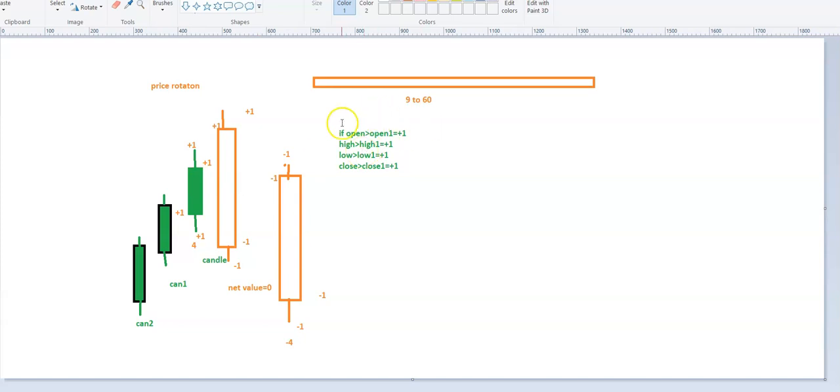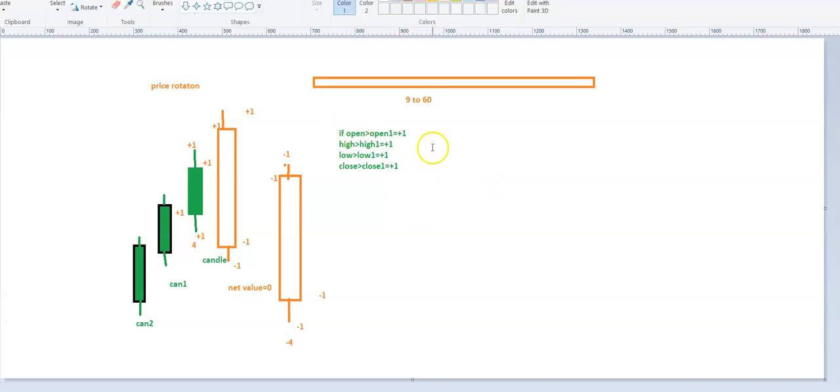Okay, the condition is: if the open is greater than the previous candle open, this is +1. If the high is greater than the previous candle high, this is +1. If the low is greater than the previous candle low, then there is a +1, and if the close is greater than the previous candle close, that is called a +1.